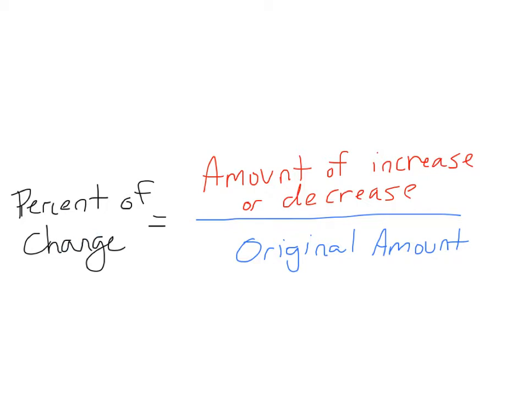So we're talking about an increase or a decrease. And percent of change, whether it's an increase or a decrease, is always found by taking the amount of the increase or decrease and dividing that by the original amount.